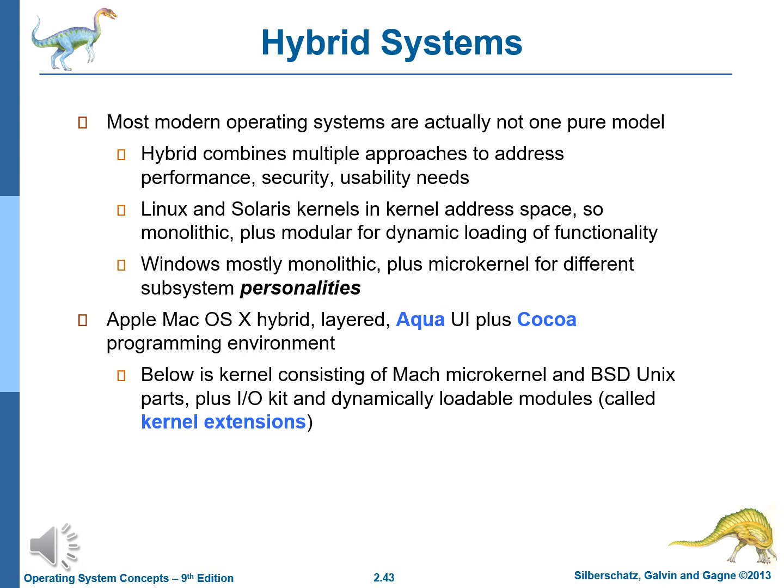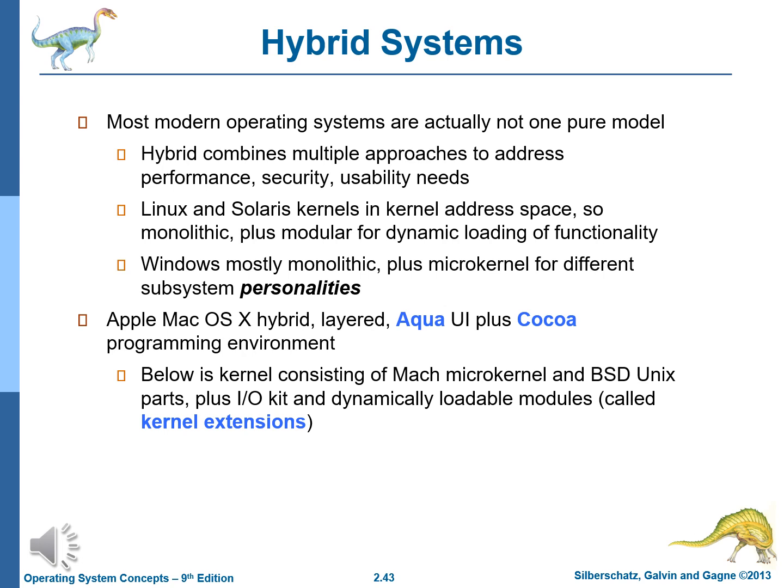In the remainder of this section, we explore the structure of three hybrid systems: the Apple Mac OS X operating system and the two most prominent mobile operating systems, iOS and Android. Mac OS X. The Apple Mac OS X operating system uses a hybrid structure. It is a layered system.